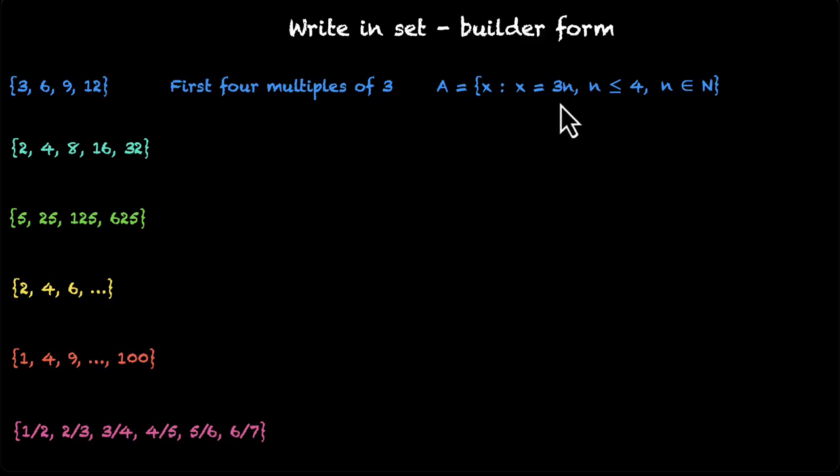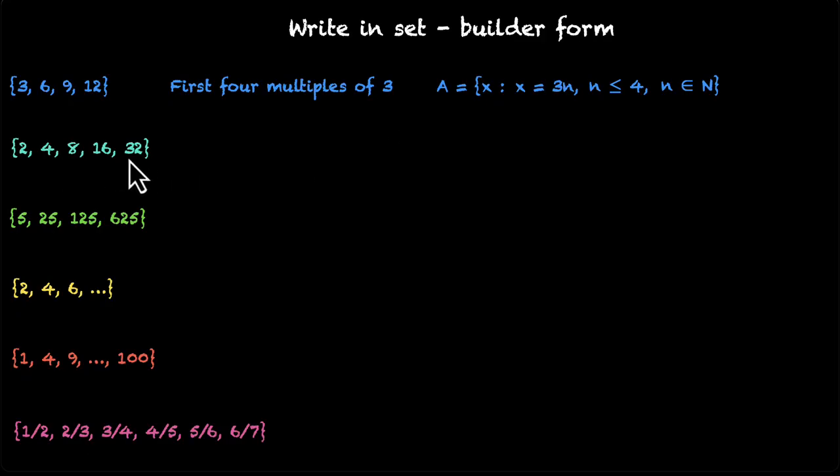x equals 3n, n can only take natural number values. So n can be 1, 2, 3, 4 and so on. But we're also restricting it. We're saying n has to be less than or equal to 4. So this means we're taking the first 4 values. This is how you do it. Let's look at the next one.